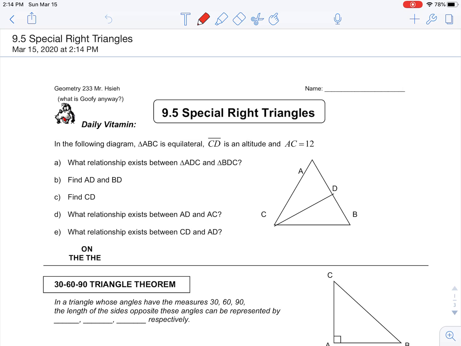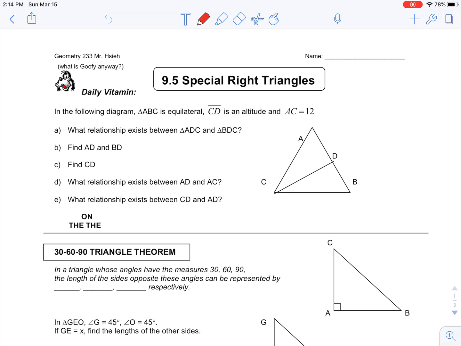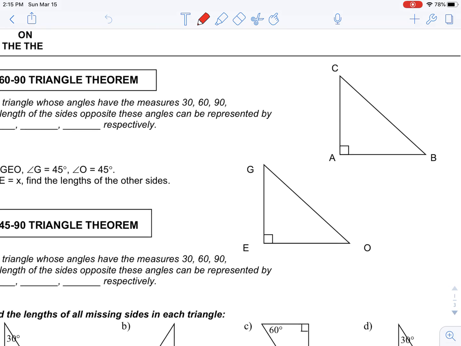Okay, first endeavor into remote learning here. This is the worksheet that we were working on right before we left on Thursday, the day that we had the quiz. And what I'm going to do is quickly review 30, 60, 90 right triangles and 45, 45, 90 right triangles, and then work through the back side of the worksheet.